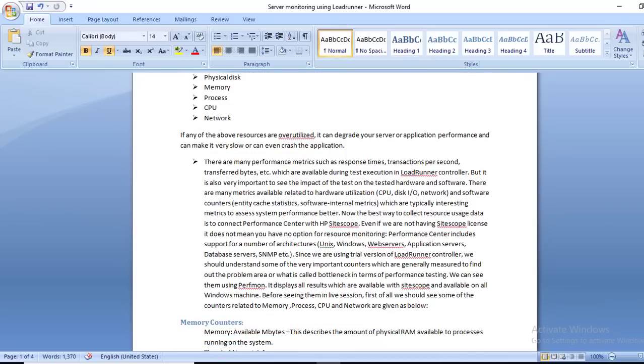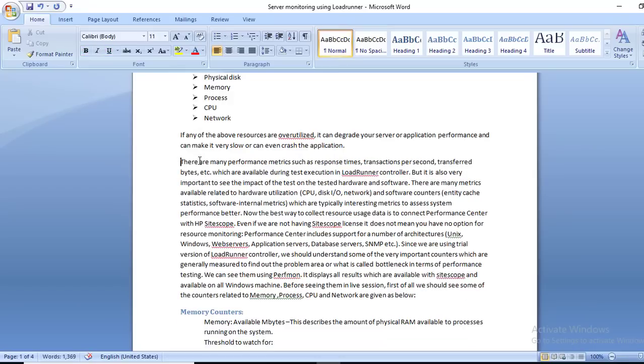Now, there are many performance metrics available, such as response time, transactions per second, transport bytes, etc., which are available during test execution in the LoadRunner controller. So these are performance metrics: response time, transactions per second, transport bytes, etc. These are performance metrics which are available during test execution in the LoadRunner controller. But there are many more metrics required.